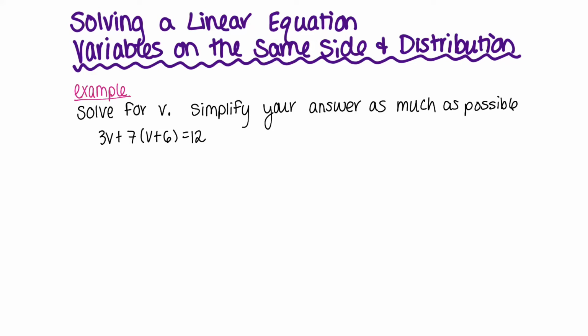Solving a linear equation, variables on the same side, and distribution. All right, so in general, there's a certain process that you can take to solving linear equations. A good idea is to start with doing any distribution that there is to be done. Once you've done all the distribution, you can combine your like terms, and then you're moving your variables to one side and constants to the other.